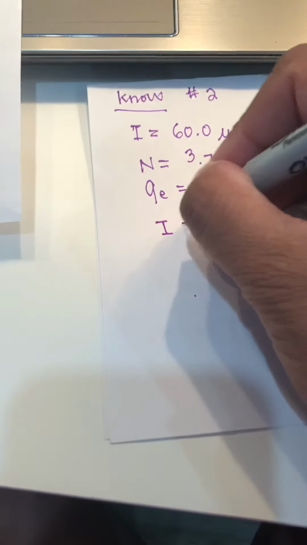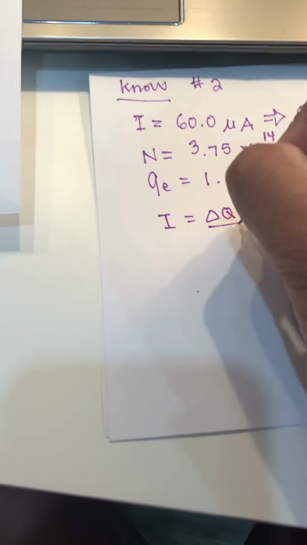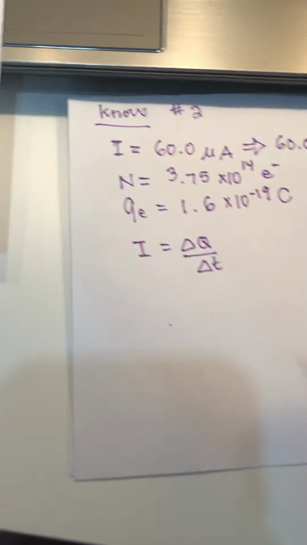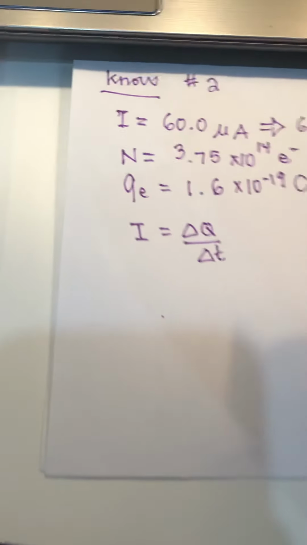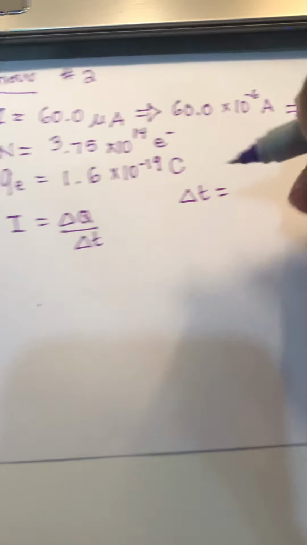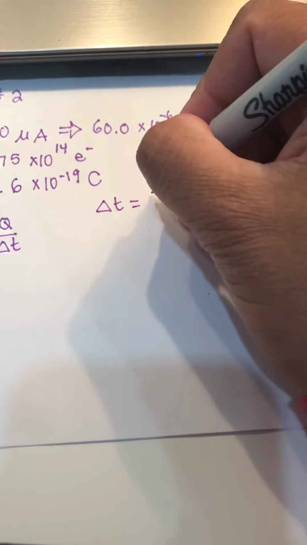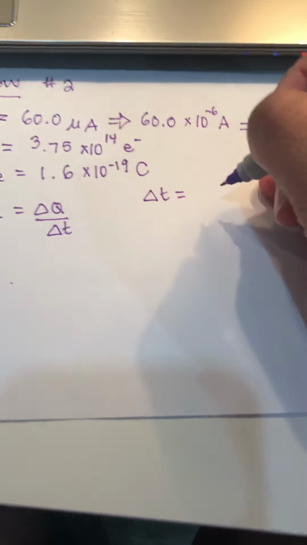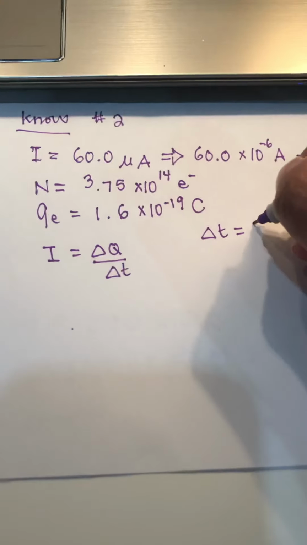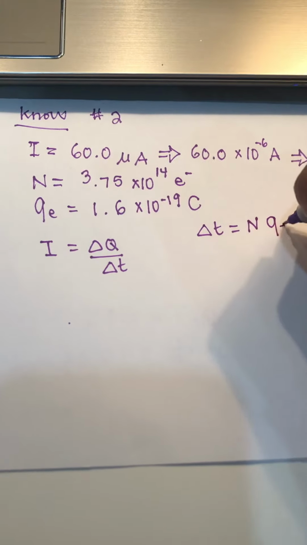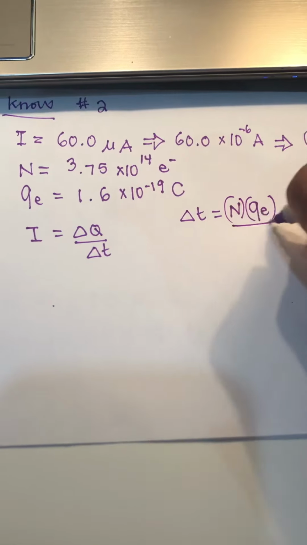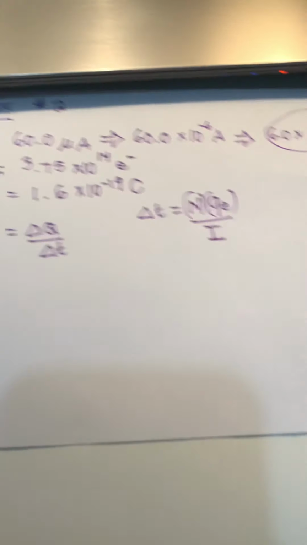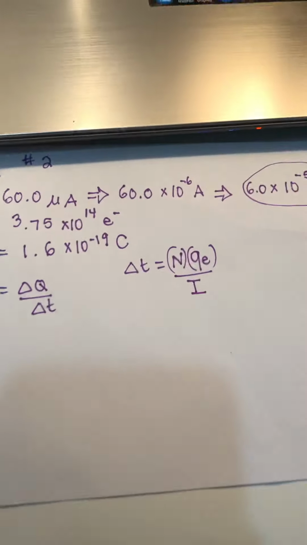Okay, so my equation was I is equal to delta Q over delta T. But I'm not looking for I, I'm looking for delta T. So if I change it for delta T, to get the delta Q I'm going to have N times Q of E. Those multiplied together will give me my delta Q, over I. Okay, so now let's solve it.